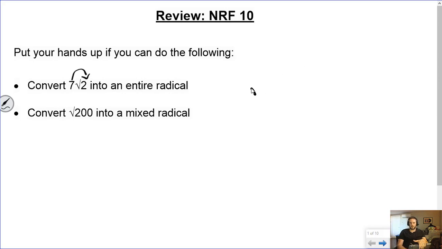In order to do that, we can't just say, okay, I can move the 7 inside, and we get the square root of 7 times 2. It doesn't quite work like that, because in order to move that 7 inside, we need it to also be under a radical. So what number, if we put it under a square root, would be equivalent to 7? It's the square root of 49, not the square root of 7. The square root of 49 is equal to 7.